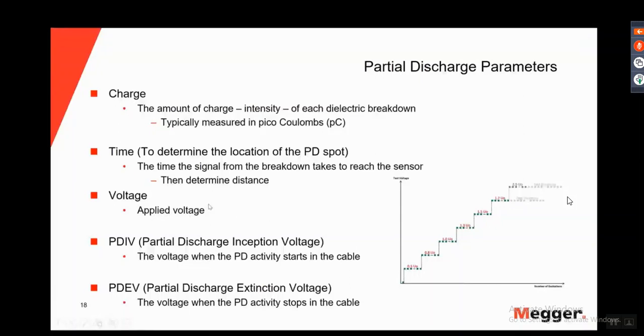Also very important is the partial discharge inception voltage, that is the voltage when the PD activity starts in the cable, and the partial discharge extinction voltage, that is the voltage when the PD activity stops in the cable.